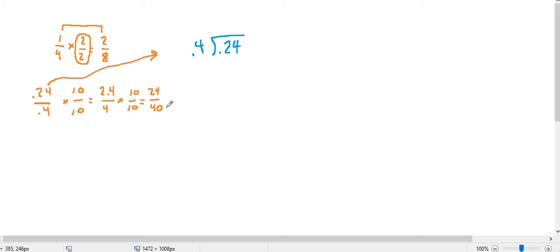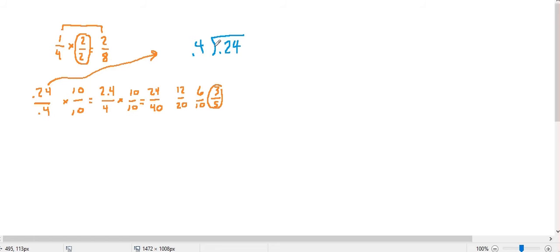And then I could reduce that down, dividing by a common factor, maybe 2. So I get 12 over 20, 6 over 10, 3 over 5. I guess I could have divided by 8 on that. So it ends up as 3/5, which I like as an answer.